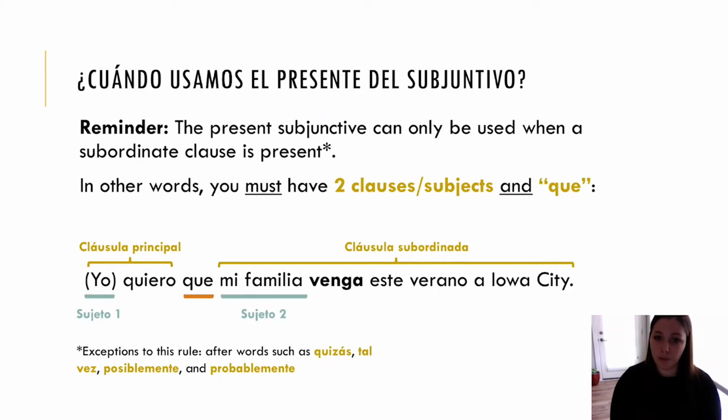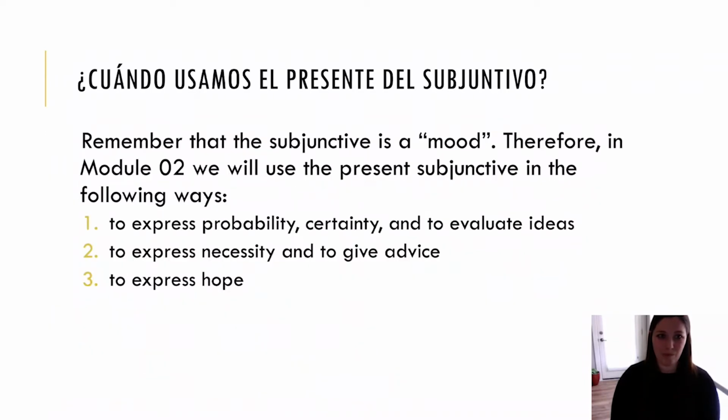So here's our example from before. Again, yo quiero que mi familia venga este verano a Iowa City. I cannot form the subjunctive unless I have two subjects, such as yo and mi familia, and that que.